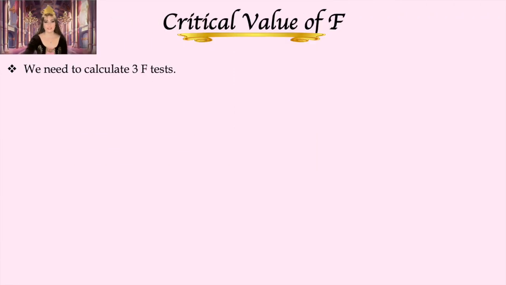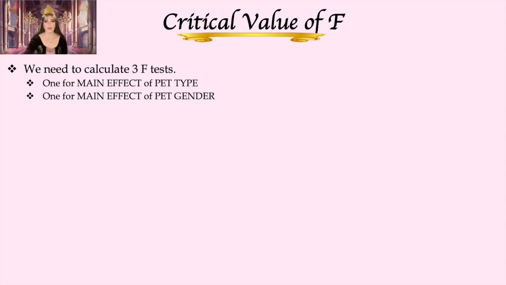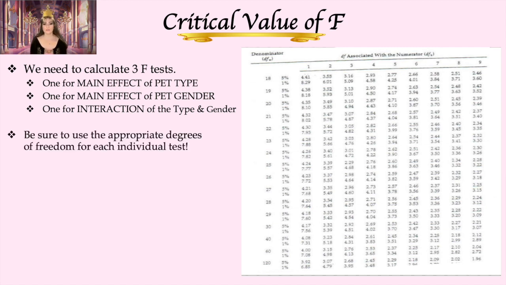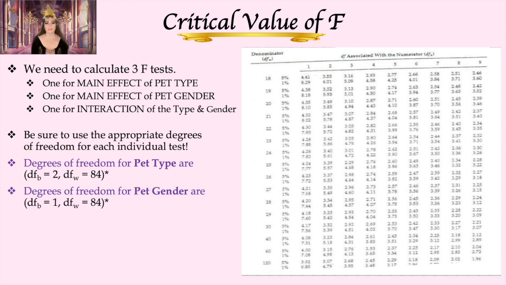So we know that we need to calculate 3 F tests: 1 for main effect of pet type, 1 for main effect of pet gender, and 1 for the interaction of pet type and pet gender. So here is our critical values of F table. Again, we want to make sure that we use the appropriate degrees of freedom for each individual test. So let's talk about them separately. The degrees of freedom for pet type are degrees of freedom between 2 and degrees of freedom within 84. Then we have degrees of freedom for pet gender, which are different. Degrees of freedom between is going to be 1, and degrees of freedom within stays 84. And lastly, we have our interaction effect. Degrees of freedom between is 2, and degrees of freedom within are 84.